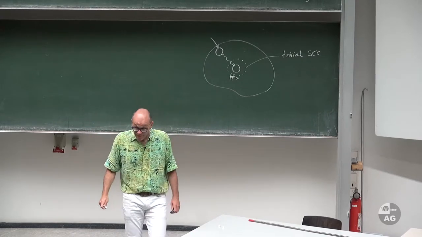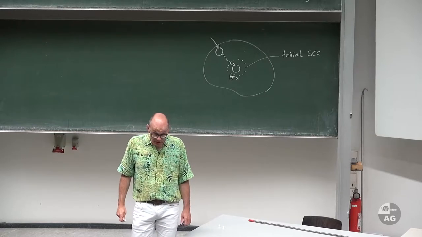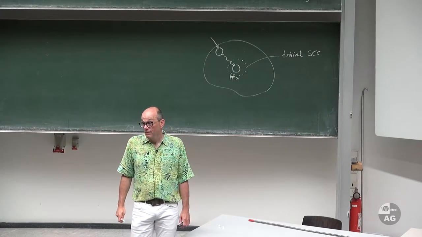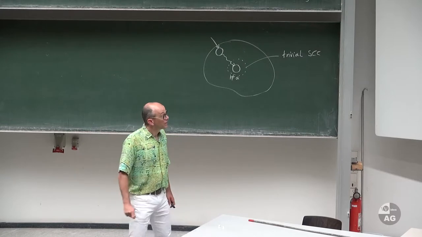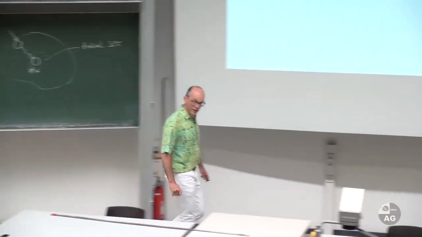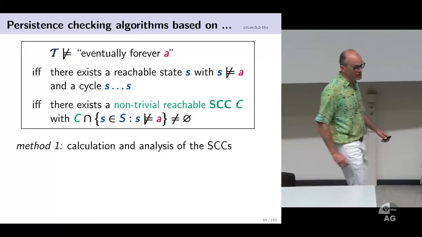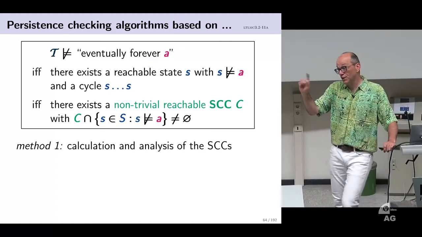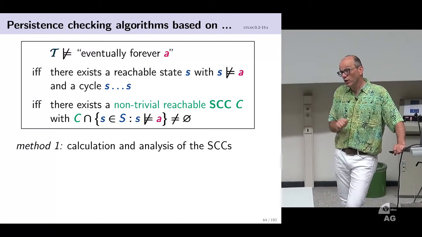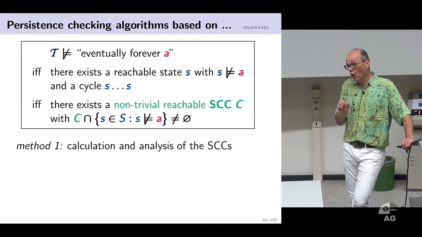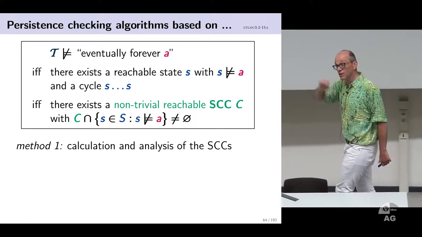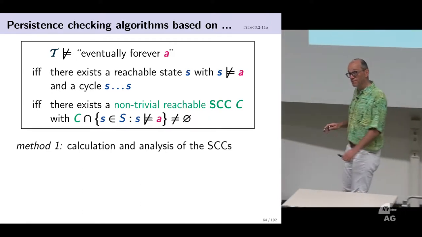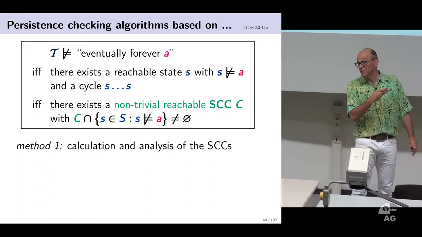Question? Okay, so what does trivial mean? Maybe I was too quick, so go back to this slide. Non-trivial means either you have one state with a self loop, or you have more than one state. So the only case I rule out are these sinks. And I hope you see, for good reasons.